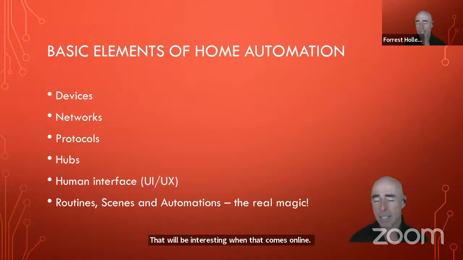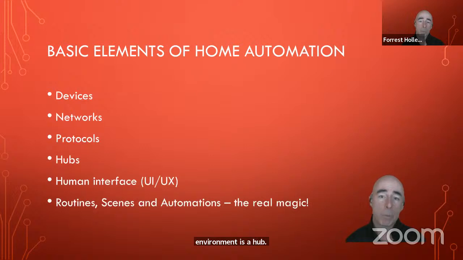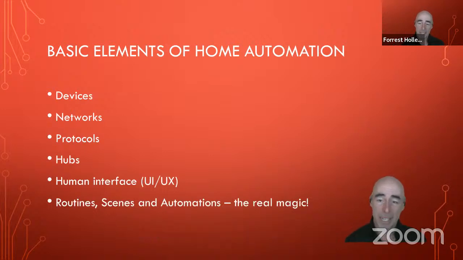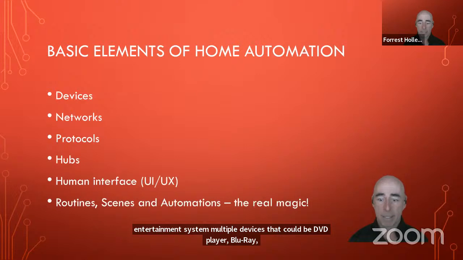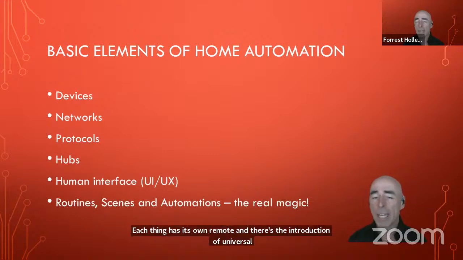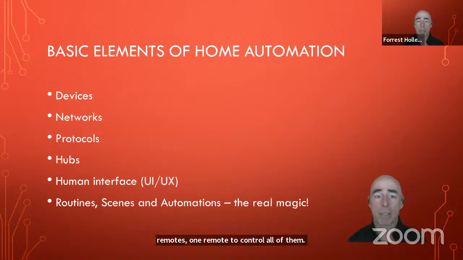The next component in a typical smart home environment is a hub. Now, many of you may remember 15, 20 years ago, we would have in our home entertainment system multiple devices. There could be a DVD player, Blu-ray disc player, your audio video receiver, could be a VCR, could be a number of different things. Each one has its own remote. And then there is the introduction of universal remotes, one remote to control all of them. You can think of a hub as that in a home environment or a smart home environment.